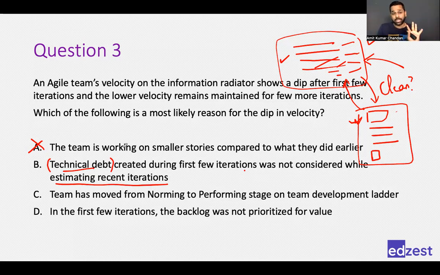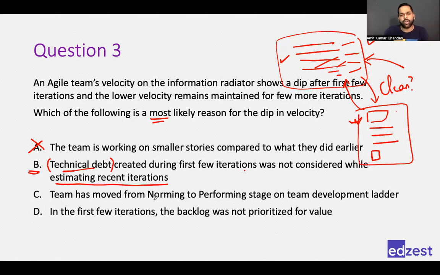So this could be a reason, but is it the most likely reason? We don't know. So we'll just park it because we have to look at the most likely reason. There could be another option which is even better. So for now, we'll just park it and then we'll go to C.